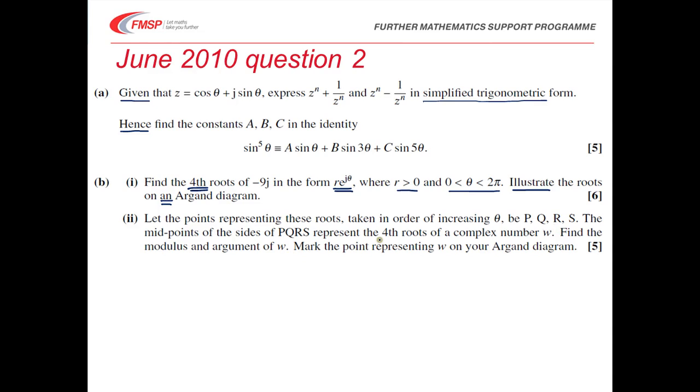Those points represent the fourth roots of another complex number, w. And we've got to find the modulus and argument of w and mark that point on our argand diagram. So there's a lot to do there. We need to make sure we don't miss any bits out.